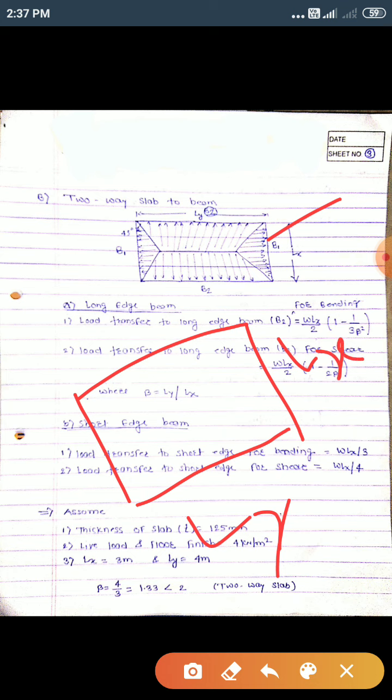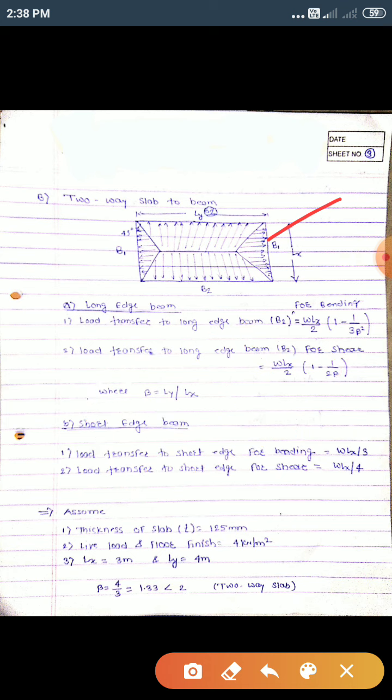Okay, while load transferring from slab, we know that Lx is shorter span and Ly is a longer span. While transferring load from two-way slab to shorter span, there will be triangular load transfer to the beam. Okay, but on longer span, the trapezoidal load will transfer to the beam. So first of all, we should draw this diagram, then you will get idea about how load transfers from slab to beam.